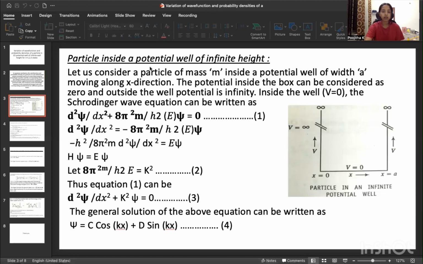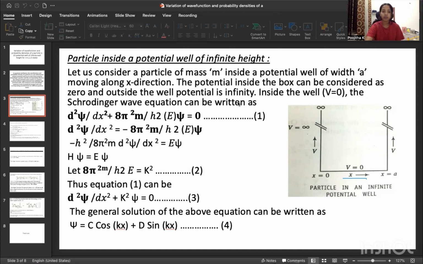Let us consider a particle of mass m inside a potential well of width a, moving along x direction. The potential inside the box can be considered as 0, and the outside the wall potential is infinite. Inside the well, V is equal to 0.